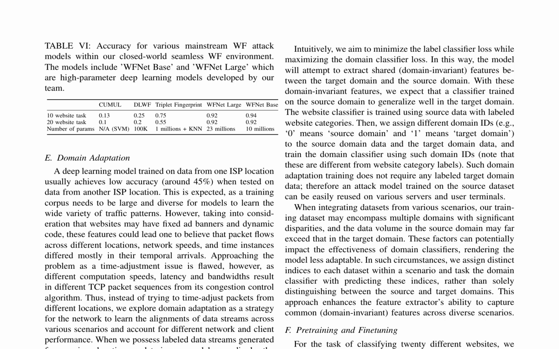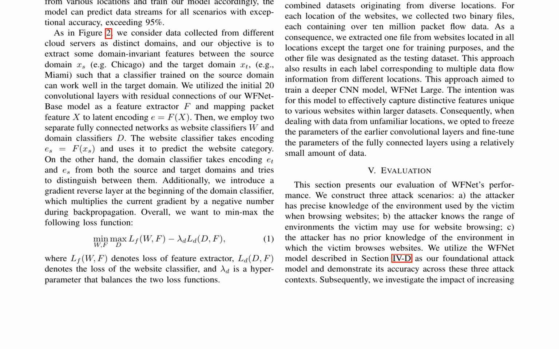We evaluate WFNet's performance in three distinct attack scenarios. A. The attacker has precise knowledge of the victim's environment. B. The attacker knows the range of environments the victim may use. And C. The attacker has no prior knowledge of the environment in which the victim browses. Our findings indicate that WFNet outperforms existing state-of-the-art models, achieving an average accuracy of 91.4% when the attacker has precise knowledge of the victim's environment.